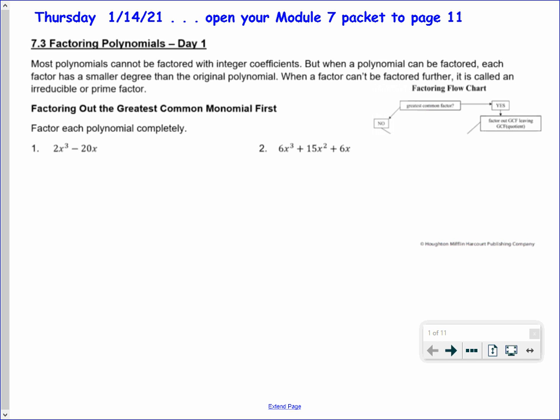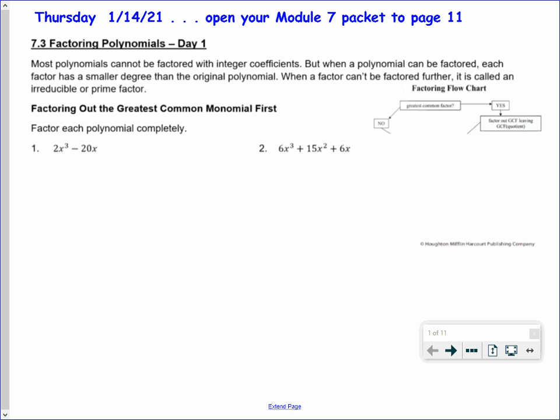How's it going, guys? Today we're going to be going over section 7.3, day 1, where we're going to be learning about differences of cubes, sums of cubes, and about factoring by grouping. All right, we're going to touch on that again.